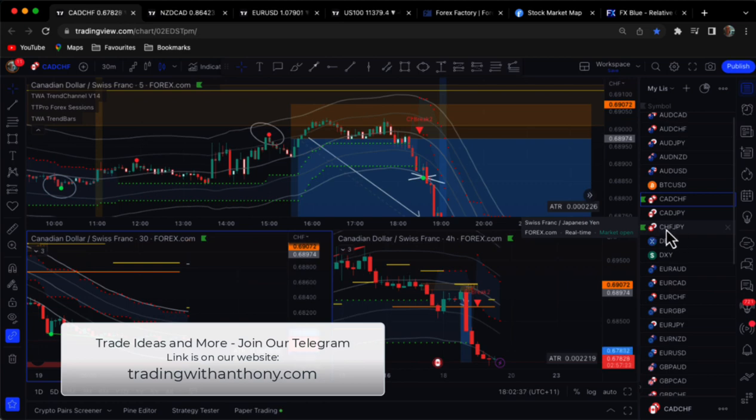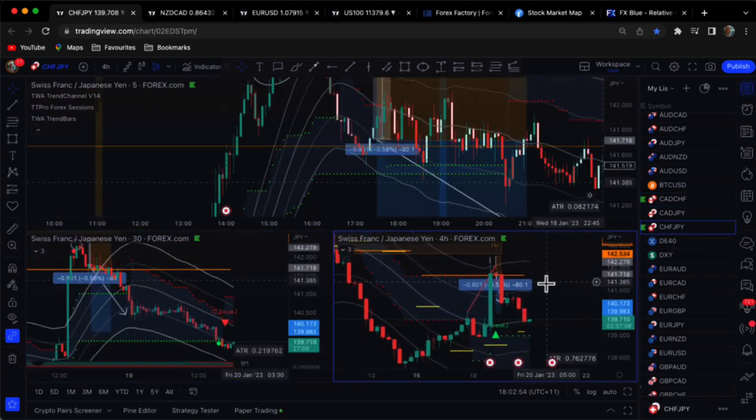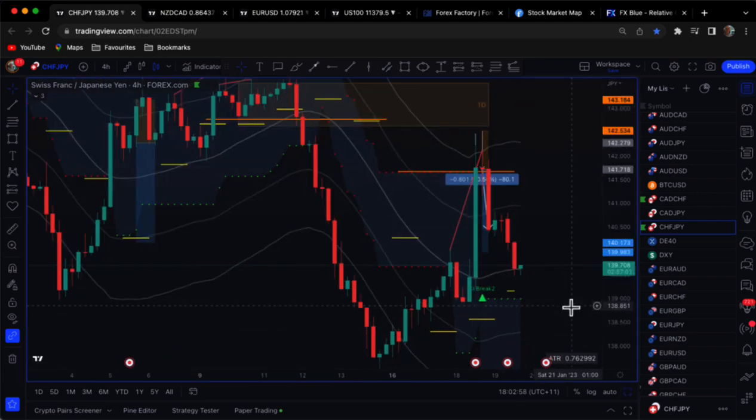So let's have a look at this one. This is the Swissy yen. So this one was a little bit different insofar as we had quite a strong spike. This orange line is a weekly level. So I was keen to short it off this weekly, given that we had this candle here and this imbalance that the market would most likely look to trade back down through.